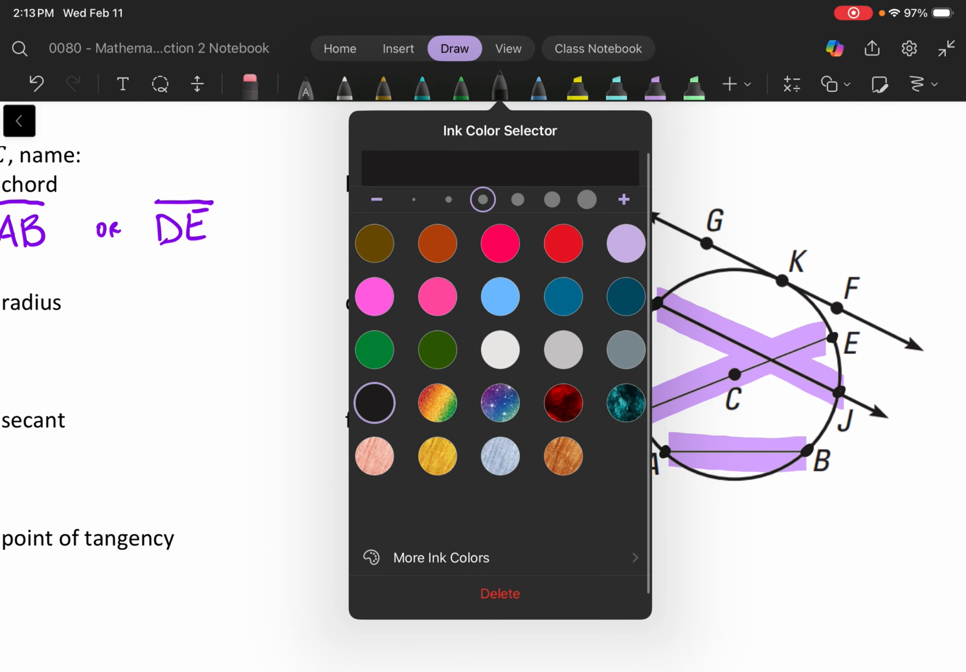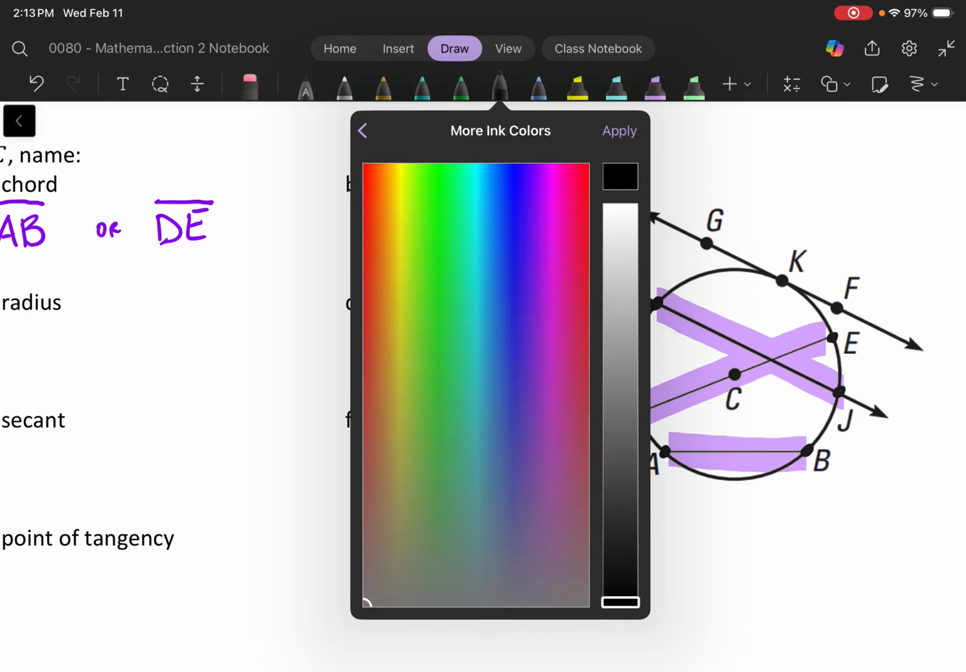So when we take a look, oh no, the purple that I liked, it's gone. That's okay, I'll live. No, I won't. Okay, bring back a purple.